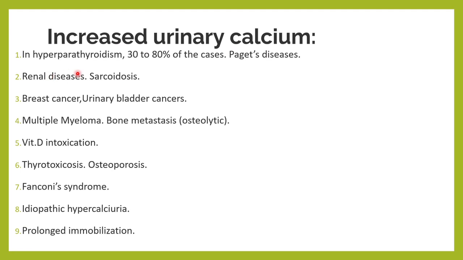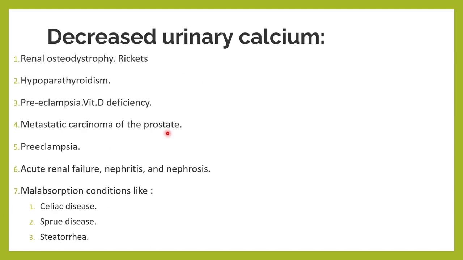This calcium which is excreted in the urine increases also in cases of hyperparathyroidism, renal diseases, sarcoidosis, multiple myeloma, vitamin D intoxication, thyrotoxicosis. So all cases of hypercalcemia usually have increased calcium excreted in the urine. Whereas decreased urinary calcium can happen in familial hypocalciuric hypercalcemia, in vitamin D deficiency, hypoparathyroidism, preeclampsia, acute renal failure.